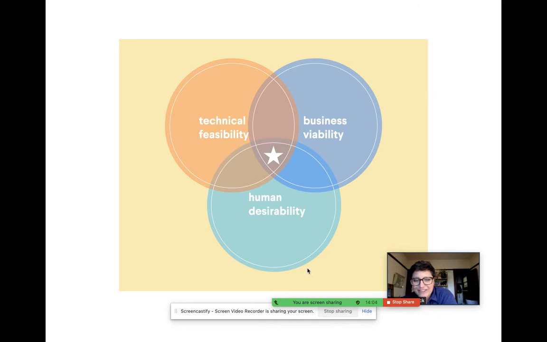So you take that Venn diagram of, is it technically possible? Does it make sense in the marketplace? Is it solving a real human need? And you put this box around it, which is that social problem or environmental problem. It's the context of using this innovation process toward a social good.